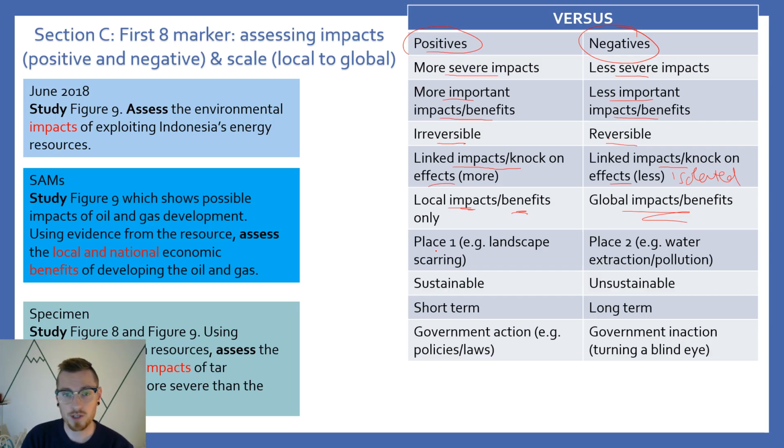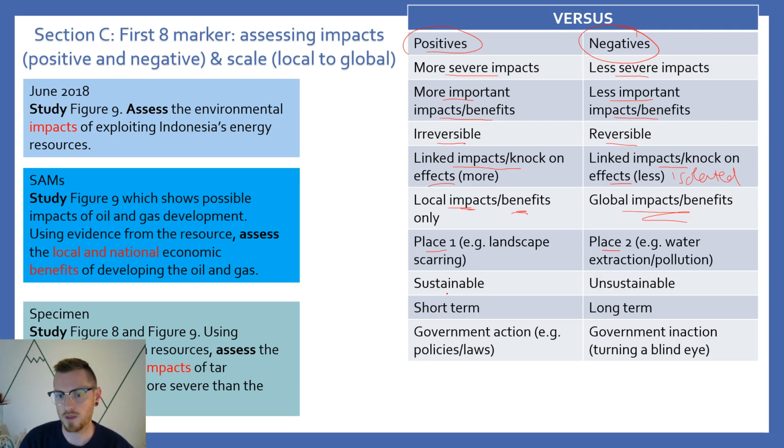Throughout your points, you could look at the fact that it's not all happening to every place. One place could be having larger impacts or more benefits, and other places within the context are having smaller impacts or less good benefits. So place 1 could experience landscape scarring via tar sands, and another place might experience water extraction and pollution for industrial purposes. Either way, from the resource, can you pick out the fact that not everything is happening to one place, and that some places are more impacted than others?